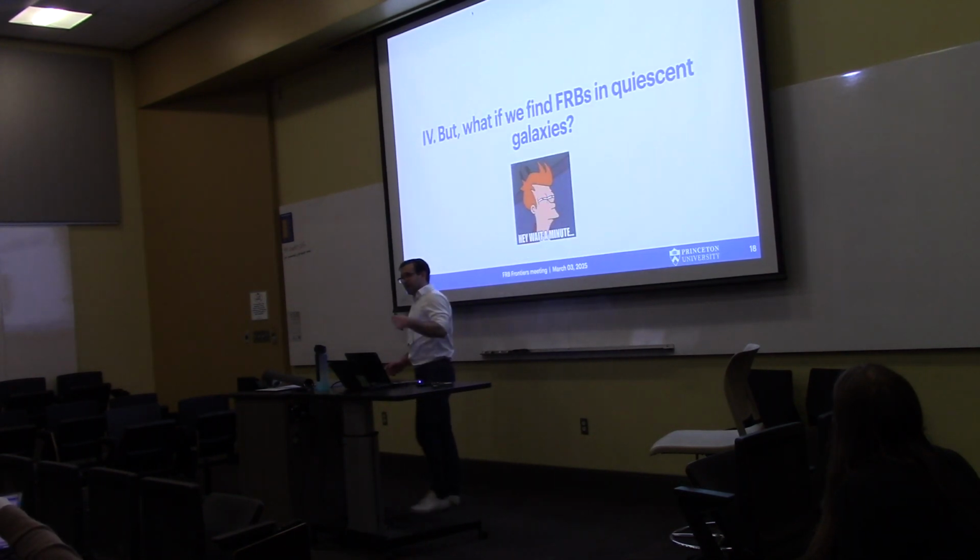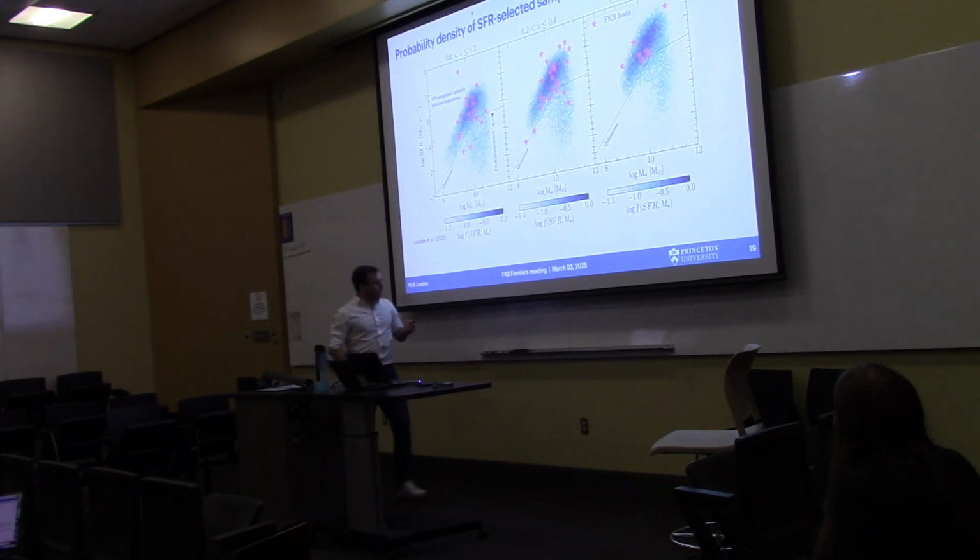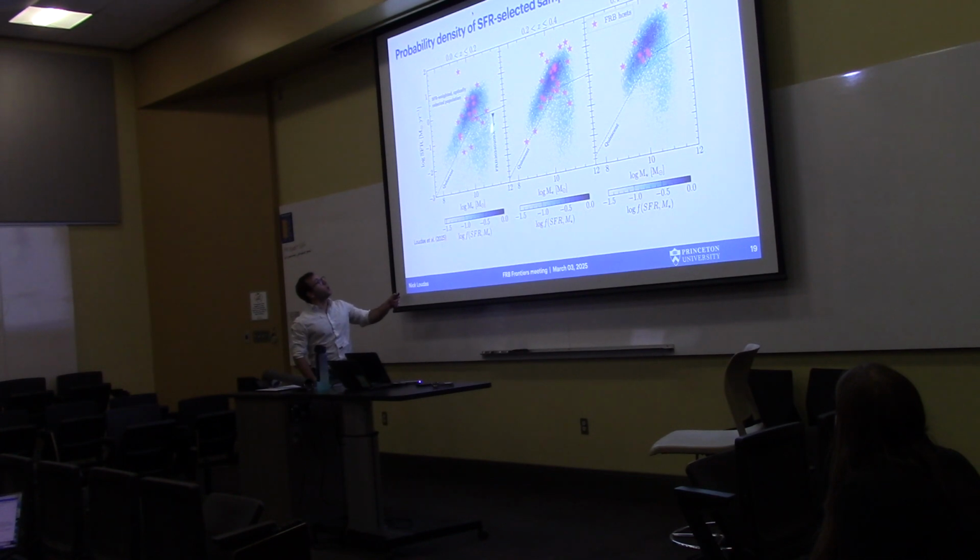However, I told you earlier that some FRBs are found in quiescent galaxies. So does this break what I just said, that FRBs trace star formation? Well, if you plot the probability density of your mock galaxies, which is shown here with blue, the SFR selected, optically corrected galaxies, in the star formation rate versus stellar mass plane, you will find that this sample contains a fraction of quiescent galaxies, naturally.